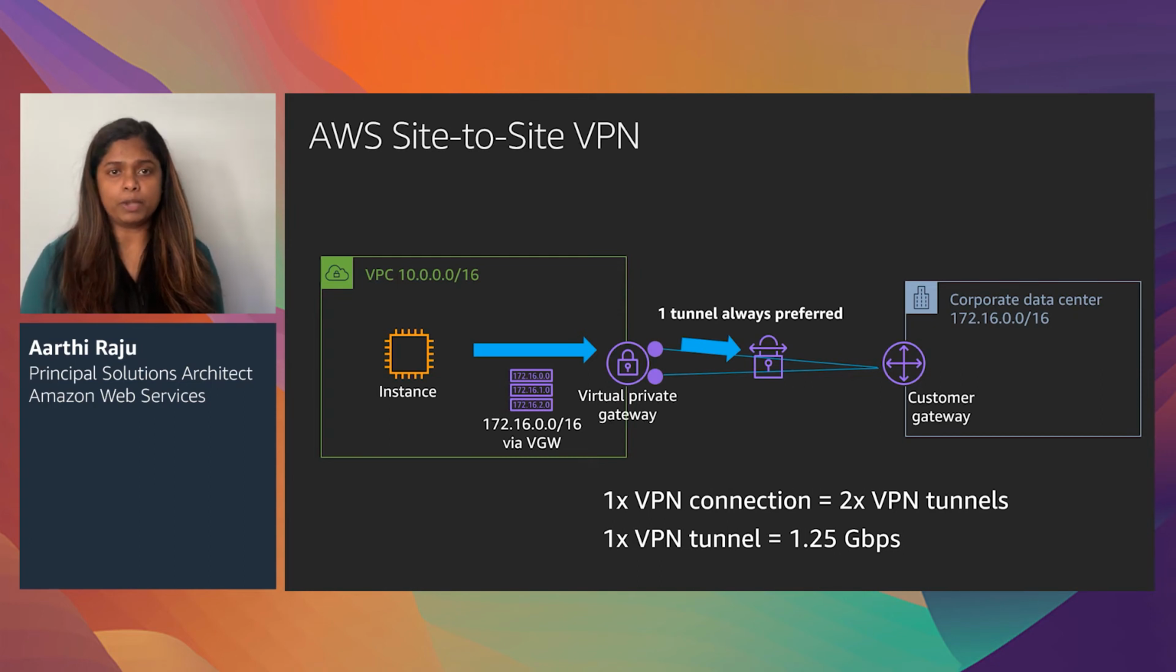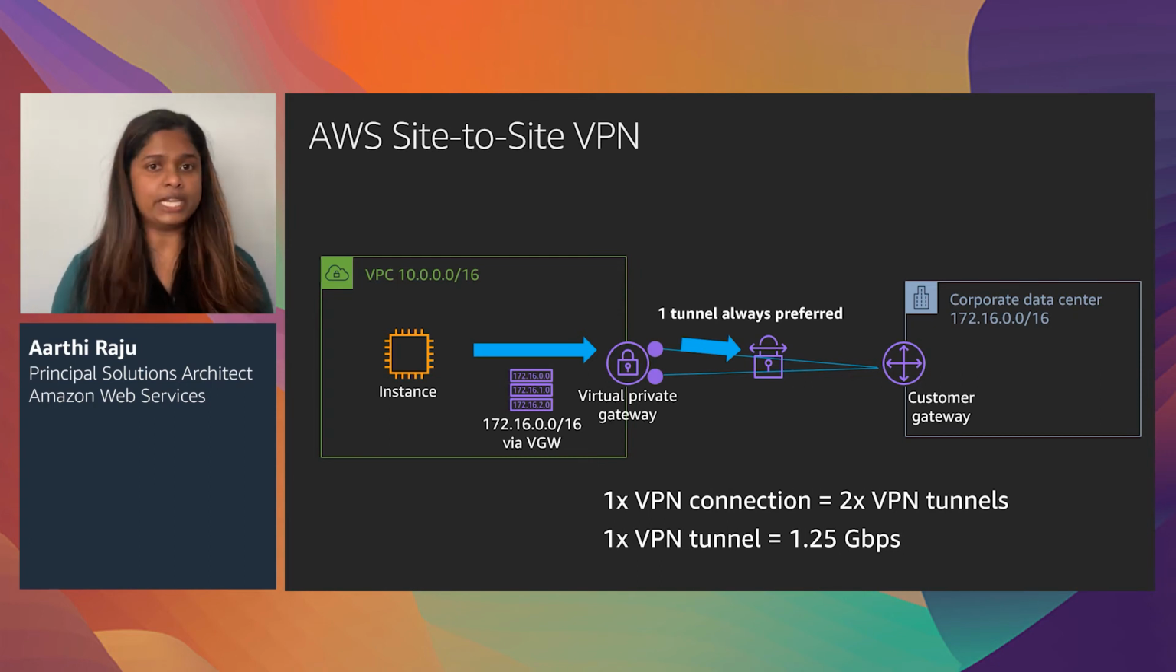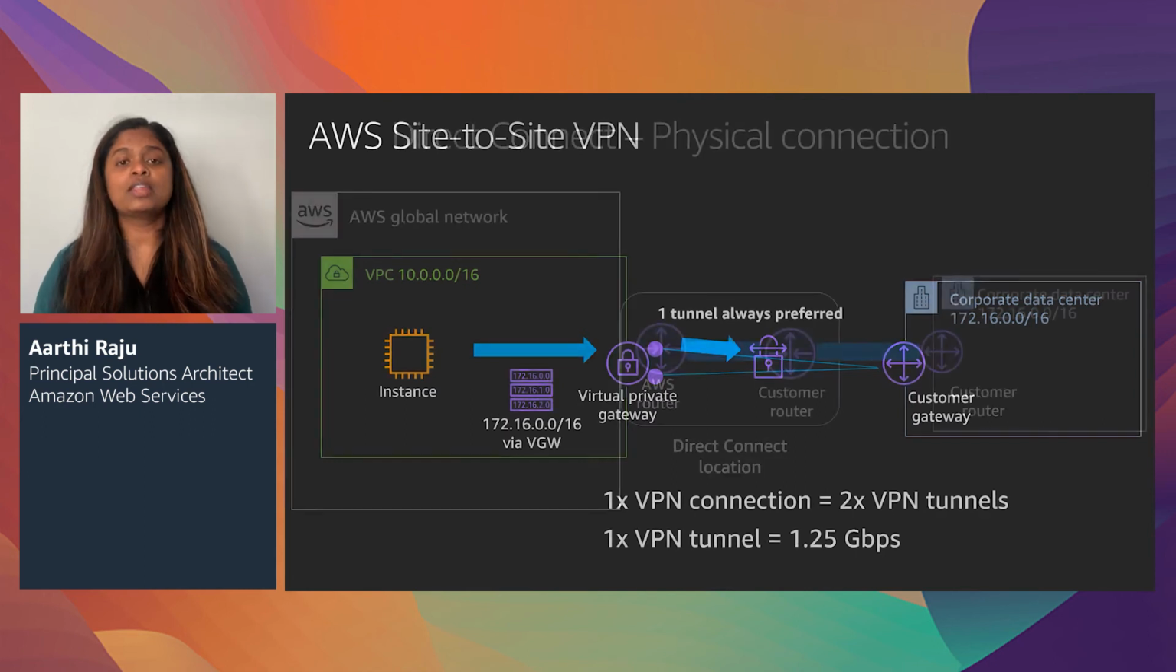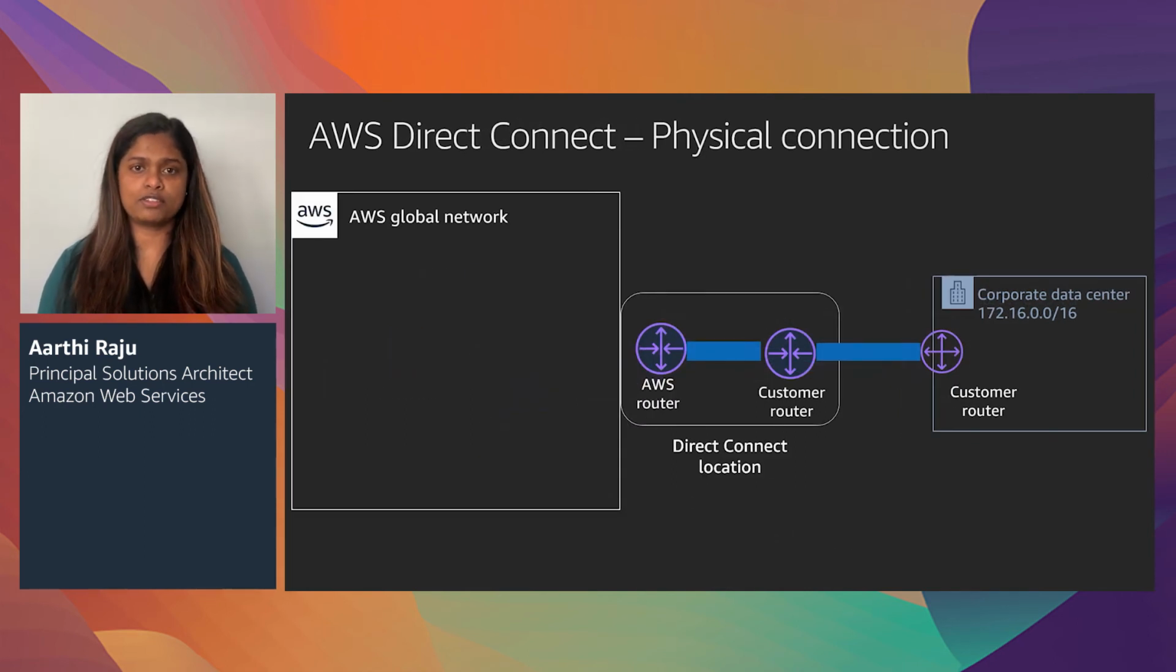The IPsec VPN connection is over the internet, so there's going to be latency and limited bandwidth, as we saw. For customers who are looking for a step more, with higher bandwidth and a dedicated connection, this is where they can use AWS Direct Connect.